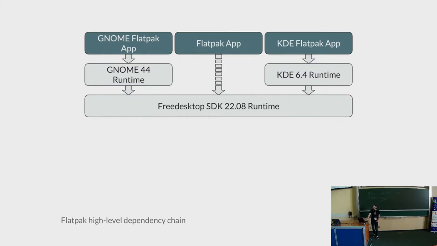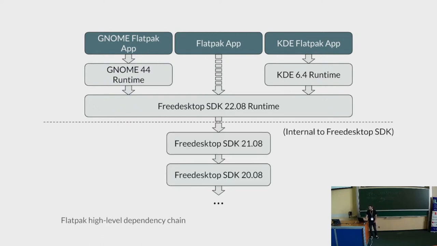And then you have some, what we usually call, downstream runtimes. So for example, the GNOME 44 runtime or KDE runtime are each built upon the Freedesktop SDK runtime, in a way inheriting it as a base runtime and adding additional components on top or replacing some components with other versions, etc. Then you have obviously the apps, the GNOME Flatpak apps or KDE Flatpak apps, which build upon these. What you don't usually see when developing Flatpaks is actually this layer.